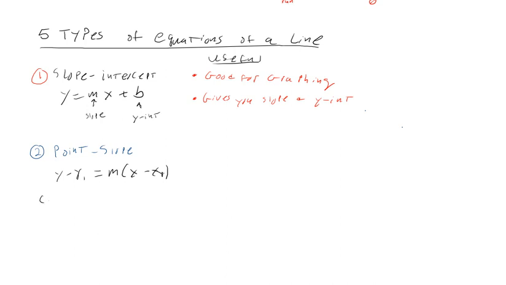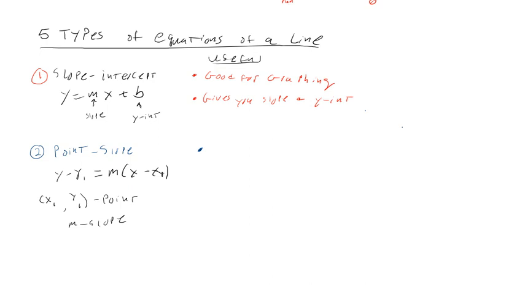It's called point slope because you have a point. x1, y1 is a point, and m is your slope. x1 comma y1 is some location on the graph that the line goes through. And m is your slope, right? y minus y1 equals m times x minus x1.